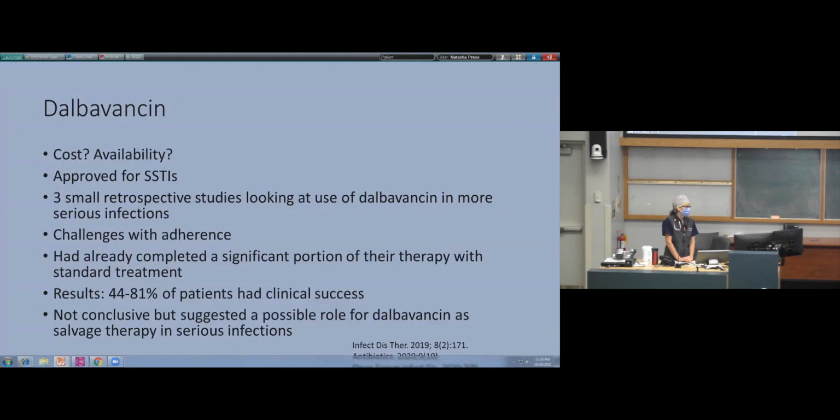Most of the people had already finished a large portion of their therapy with standard therapy. Like in one study, they were treating people for osteomyelitis and they'd already done 5 of the 6 weeks in hospital. And then they gave them a shot of dalbavancin and sent them home.